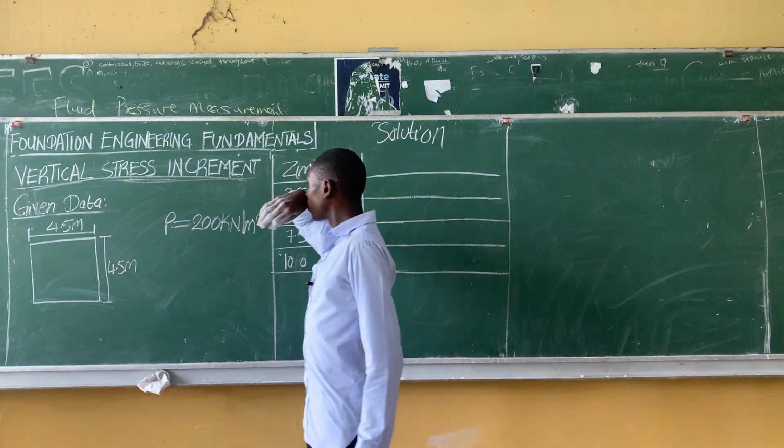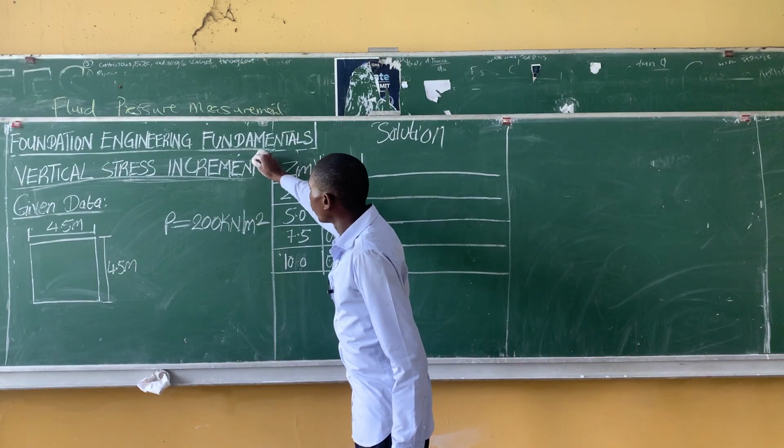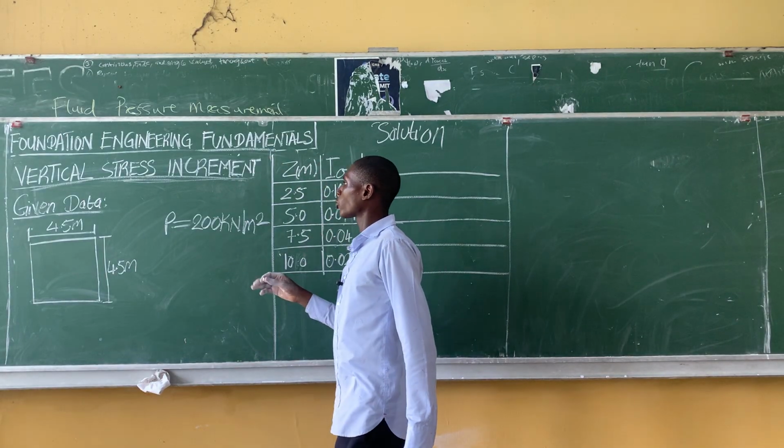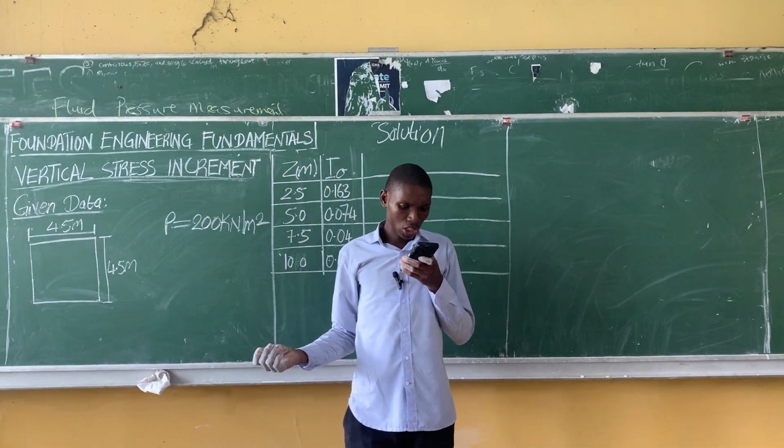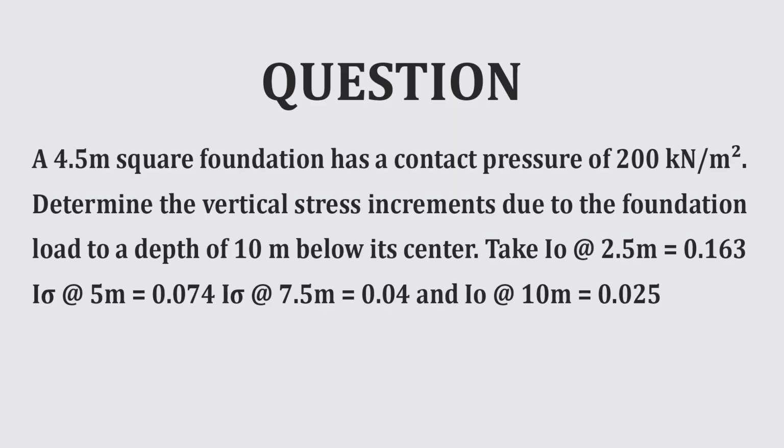Stress increment. So we'll be looking at how to determine the vertical stress increment on a foundation at any point. This particular problem says a 4.5 meter square foundation has a contact pressure of 200 kilonewton per meter square. Determine the vertical stress increment due to the foundation load to a depth of 10 meters below its center.